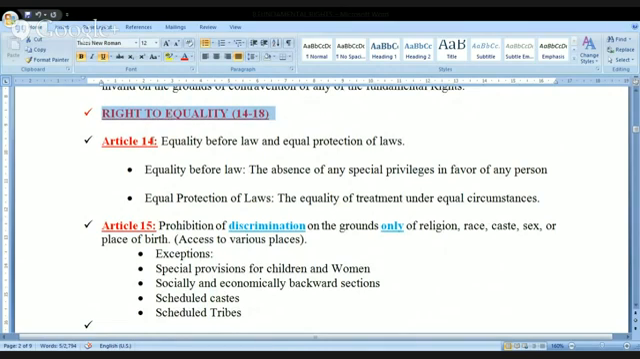Look at this. Article number 14 talks about equality before law and equal protection of the laws. The meaning is simple. Sometime back, when I was talking to you regarding the sources of the Indian Constitution, I was telling you there is a concept called rule of law. That is nothing but equality before law. And the concept of rule of law was borrowed from the UK Constitution.